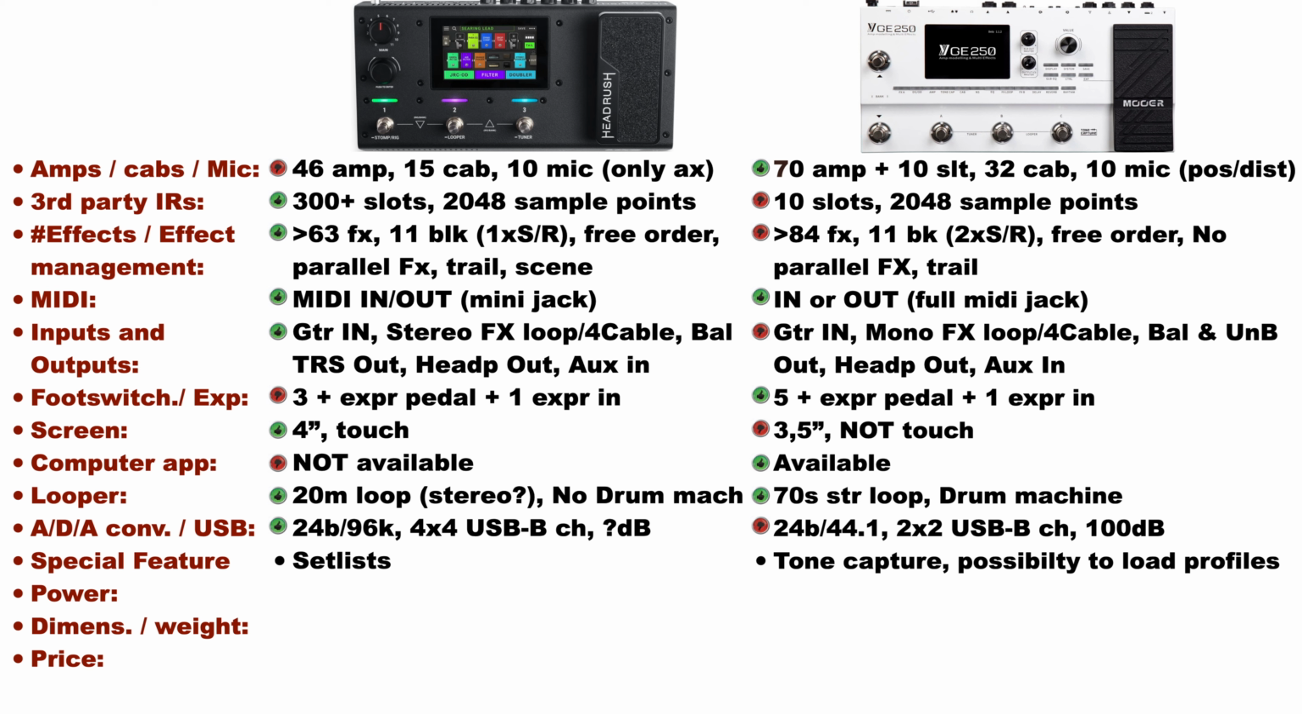As regards special features, the MX5 offers the setlist, which is a really clever and useful way to organize your presets, whereas in the G250 we have the tone capture functionality and the possibility to load profiles created with the Mooer GE Labs, which is a pretty cool feature to copy the tone of our beloved amps. Therefore, I would give a thumbs up to the G250, as the tone capture and the possibility to load profiles are really cool features.